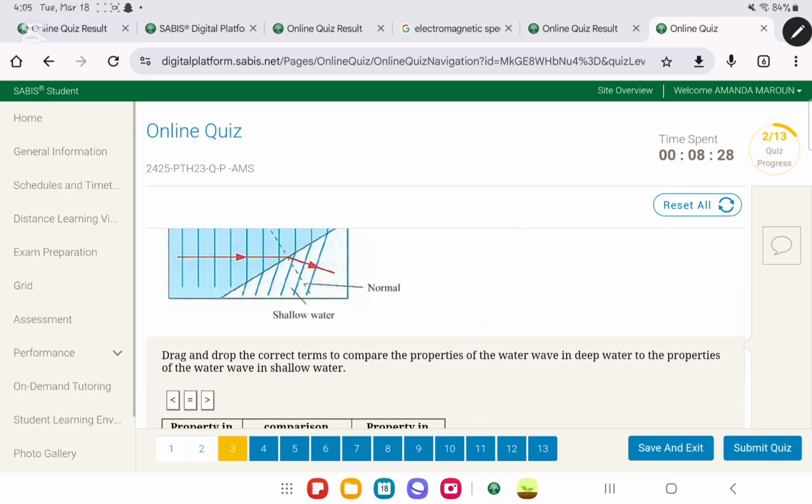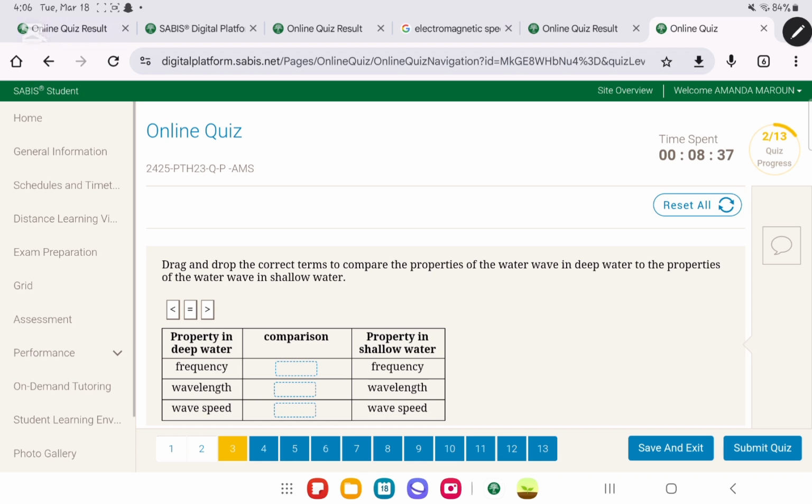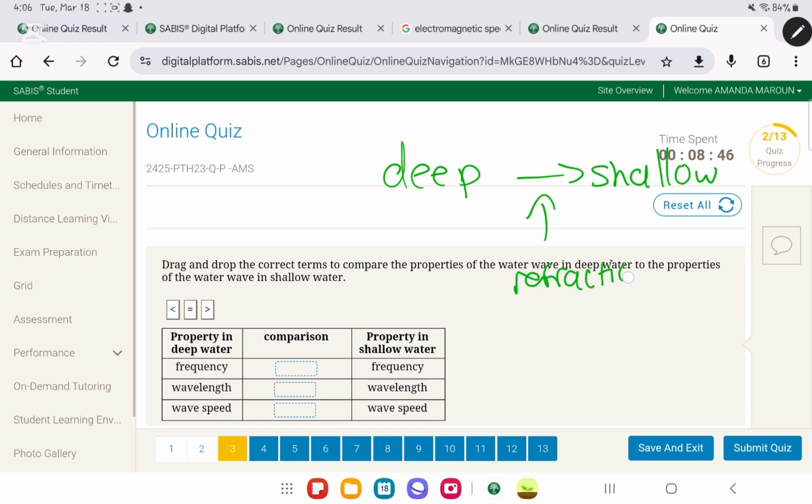Okay, so drag and drop the correct terms to compare the properties of water wave in deep water to the properties of the water wave in the shallow water. So when we are moving from deep to shallow, we are undergoing refraction. Okay, in the deep side, what do we have? We have that the frequency, it is equal to what?